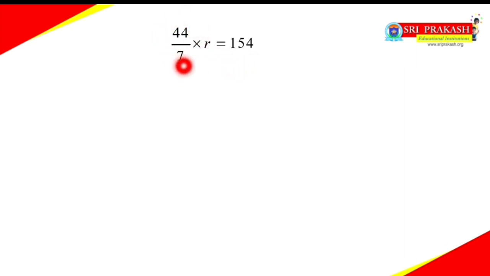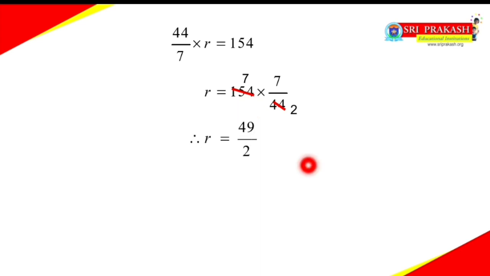Now let us shift 44 by 7 from LHS to RHS. Then we get r is equal to 154 into 7 by 44. Now let us cancel 154 and 44 with the 22 table. 22 2s are 44 and 22 7s are 154. Finally, it remains r is equal to 7 into 7 by 2, which is equal to 49 by 2.